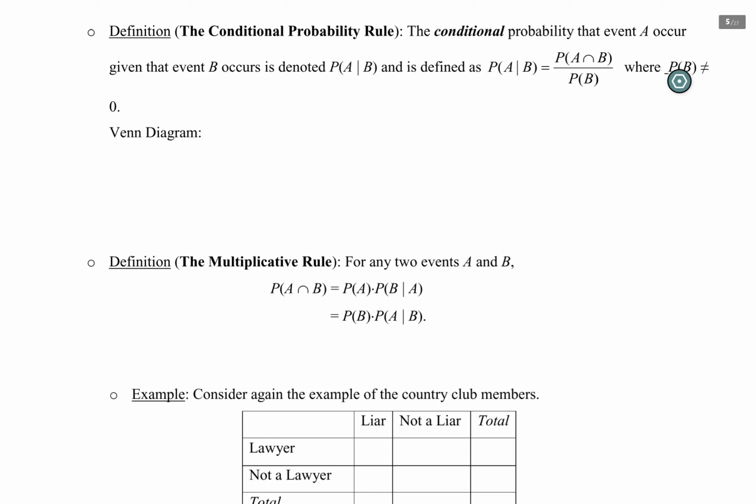The conditional probability that event A occurs, given that B occurs, is given by this expression here, P of A with a vertical bar B, and we usually read that as P of A given B. It's defined as the intersection probability, that is the probability of A intersect B, divided by the probability of B. We are going to force P of B to be non-zero because we can't have 0 in that denominator.